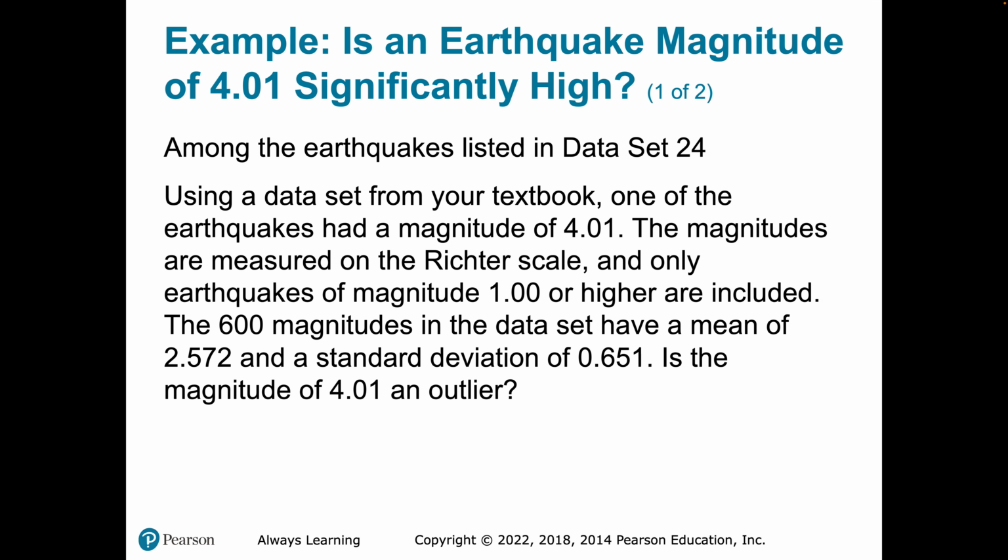All right, so there's a data set in your textbook, data set 24, I believe, on earthquakes. And there's an earthquake in there that has a magnitude of 4.01. And it turns out that the mean is 2.572 with a standard deviation of 0.651. So by the standard that I just presented to you, is the earthquake that has magnitude 4.01 an outlier?